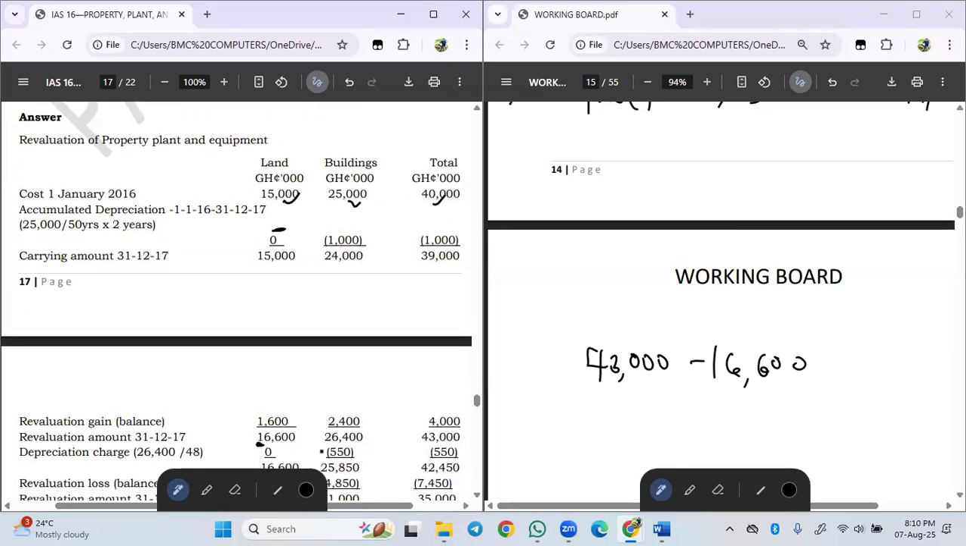So that is land, building, as someone said, then add it, you get this. So you find the difference. The revaluation balance, it was what gain. Land was a gain of 1,600. Building was a gain of 2,400.